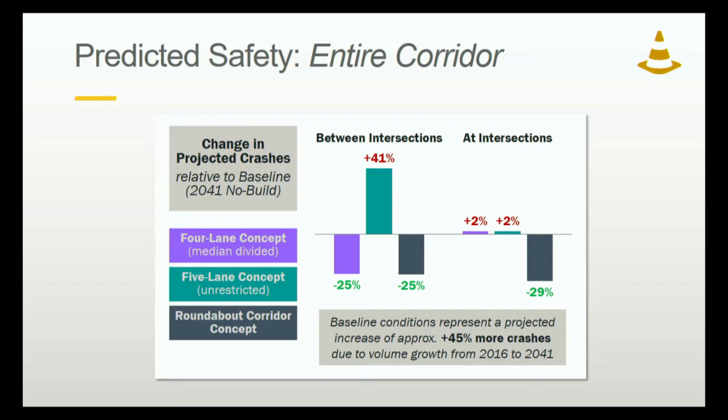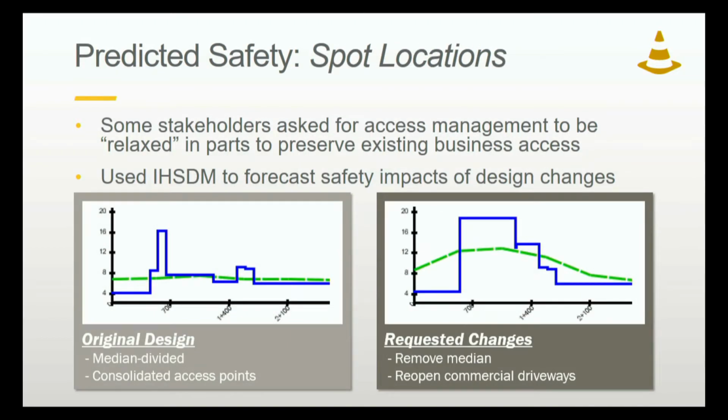Something else that we can also do with the IHSDM calculations is look at impacts at spot locations. When we presented things publicly, we kept things aggregated at a very high level so that we didn't have to dive down into the data too much. But at the request of some stakeholders, the city asked us to look at what would happen if we relaxed access management along a portion of the corridor, if we took out the median and reopened some access points.